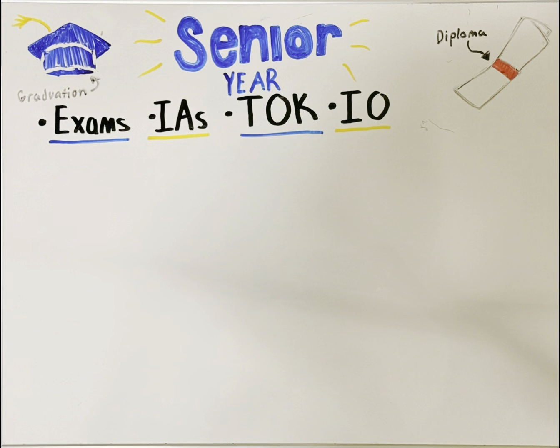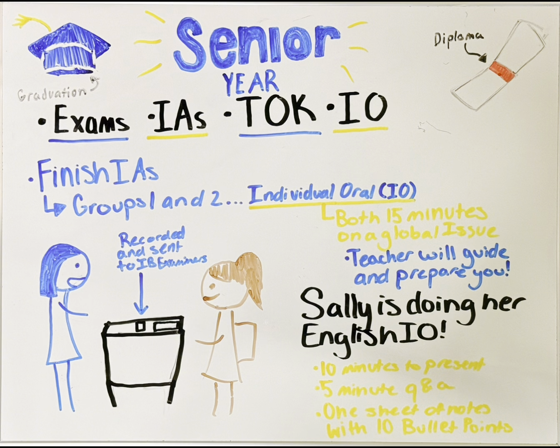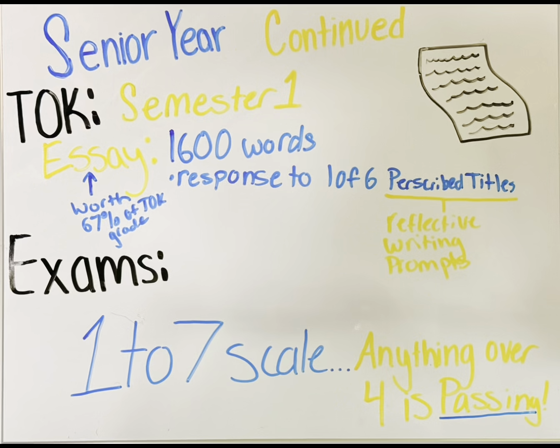In your senior year, you can look forward to your IB exams and remaining IAs. For your Group 1 and 2 language classes, you will complete an oral as your IA. Your teacher will guide you through the structure and how to prepare prior to your examination. For your remaining classes where you are now in your second year, you will complete your IAs and also begin preparing for your IB exams overall.